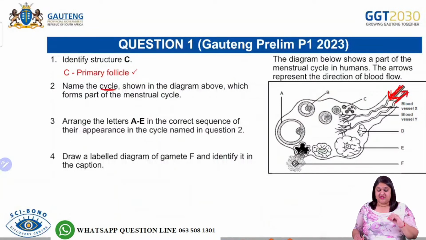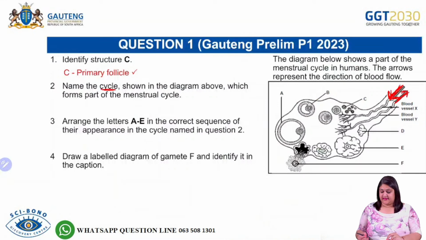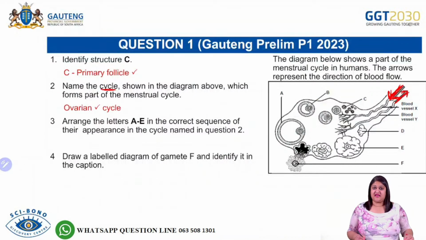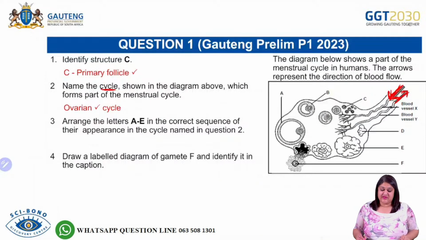Right. So this one is the ovarian cycle because they are showing us the events occurring in the ovary. Arrange the letters A to E in the correct sequence of their appearance in the cycle named in question 2. Okay. So in this one, we have to see what is happening from the beginning. So it must be in a correct sequence of appearance. So we would obviously start with the primary follicle, right?